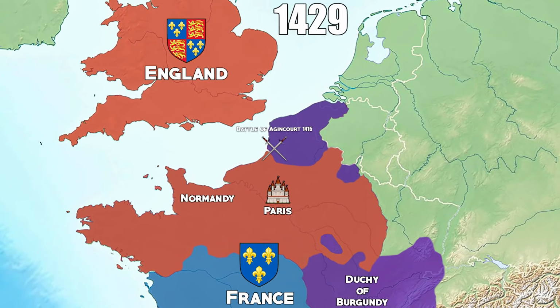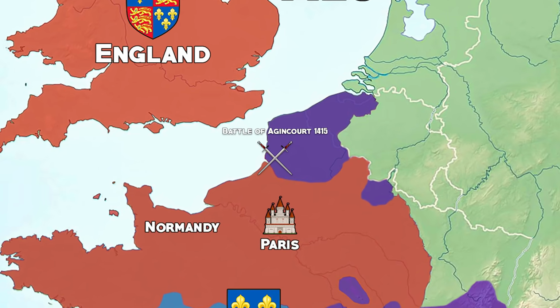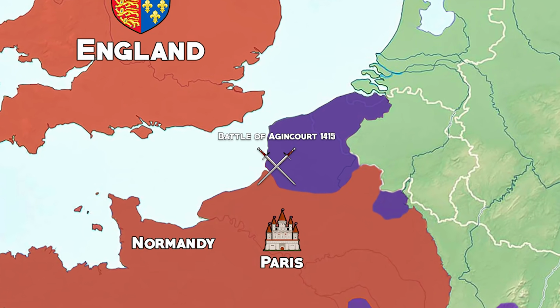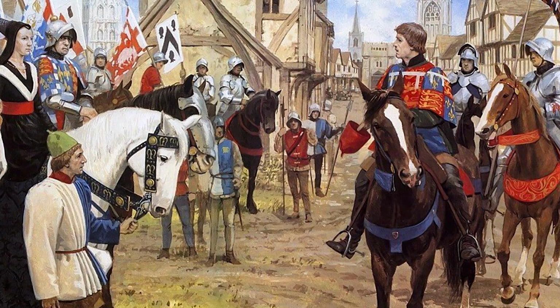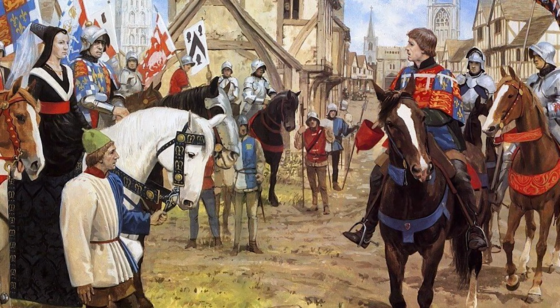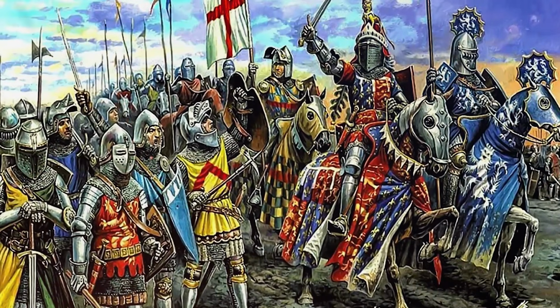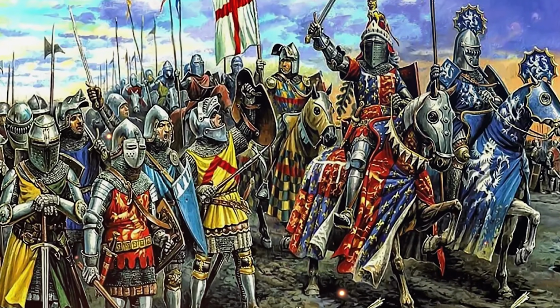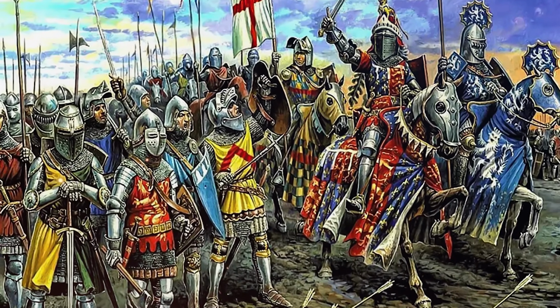Despite having a significantly smaller army than the French forces, he managed to achieve a remarkable triumph at the Battle of Agincourt. During that period, Henry V was in command of an English army primarily consisting of archers and infantry. In contrast, the French forces were made up of knights and infantry.